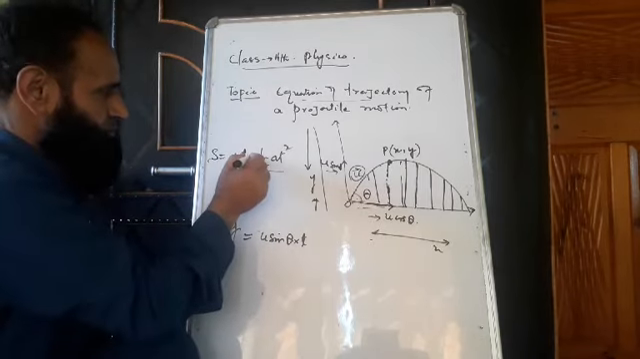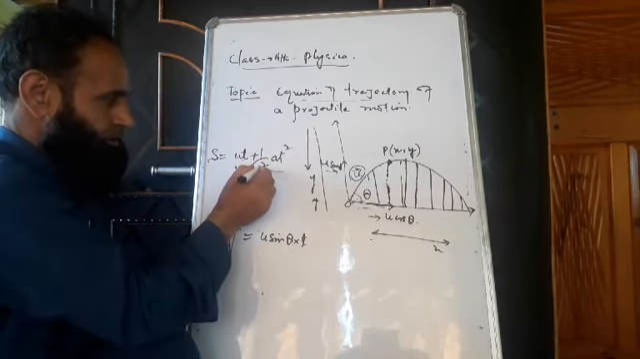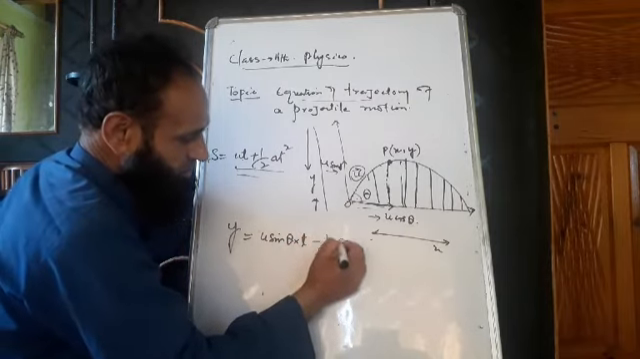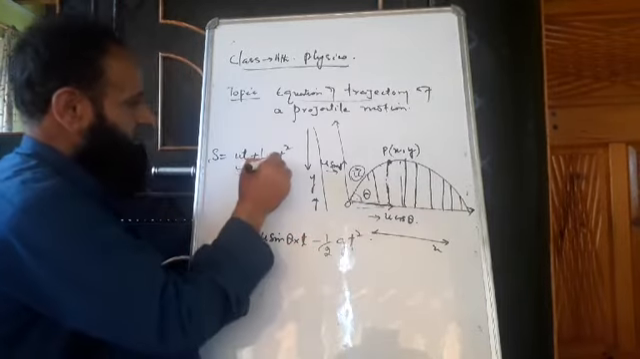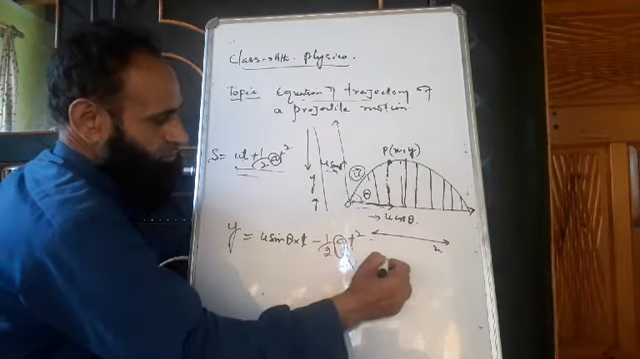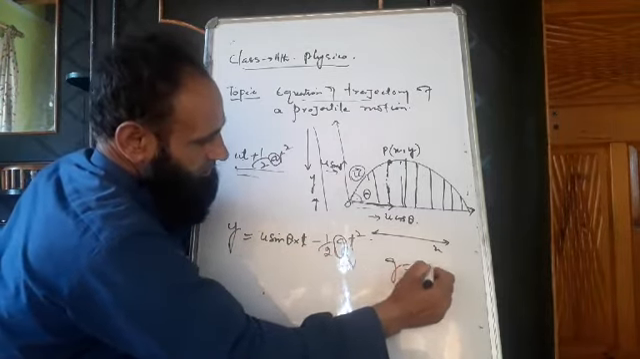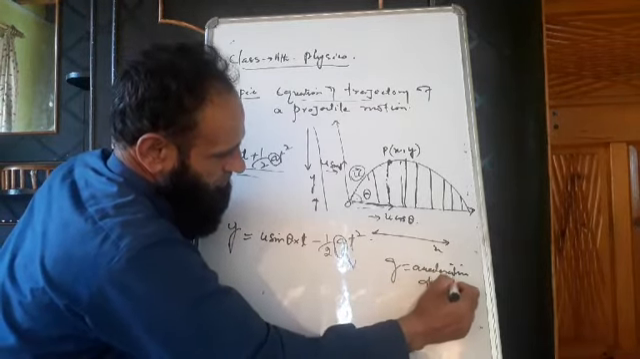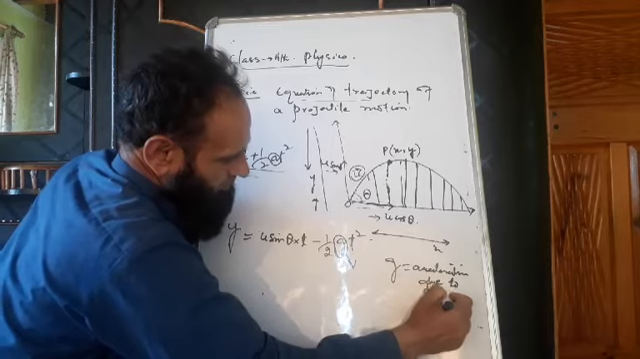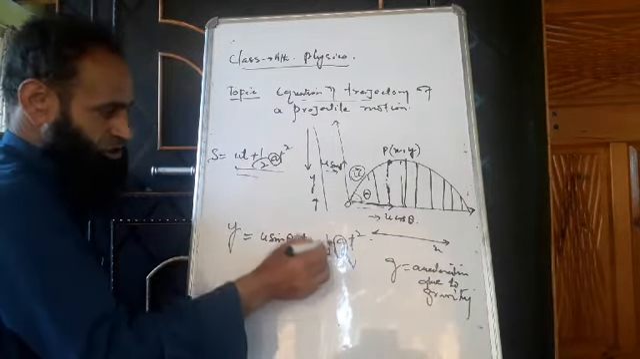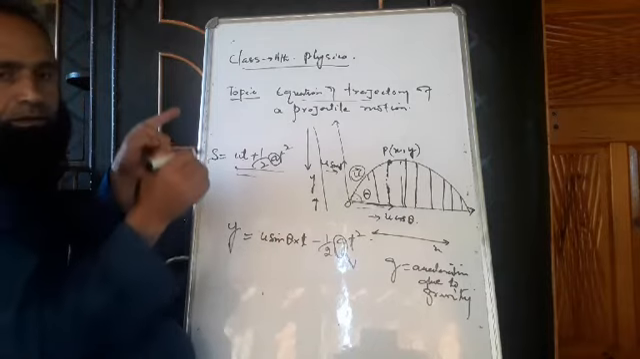That means it is plus 1/2 at square. Here it would be minus 1/2 gt square. Here a is acceleration, while this is also an acceleration. This is acceleration due to gravity. g is acceleration due to gravity, which decreases this vertical component.